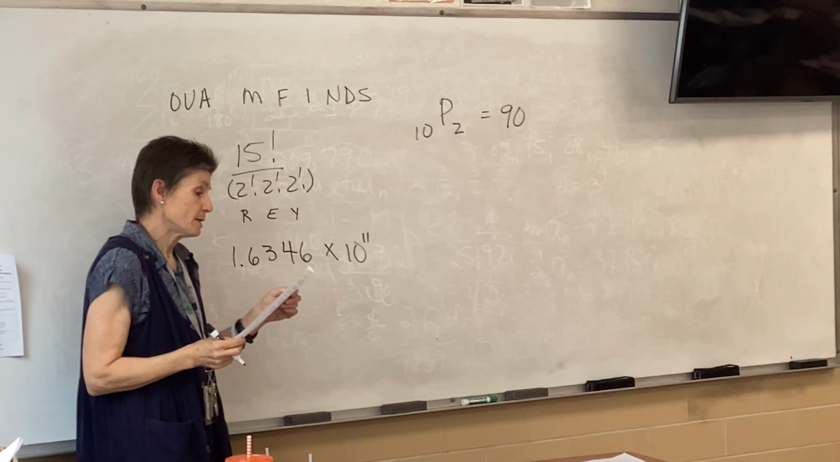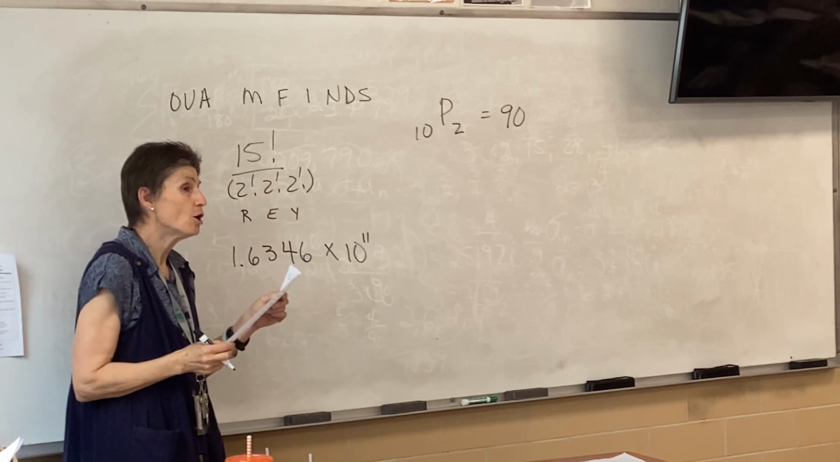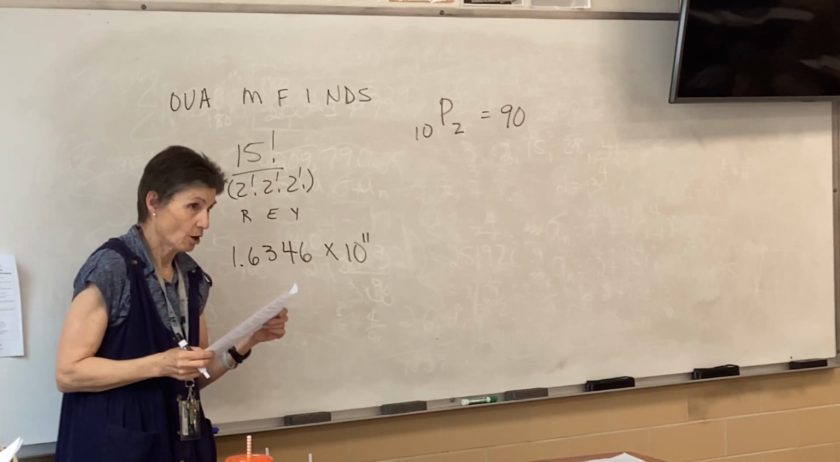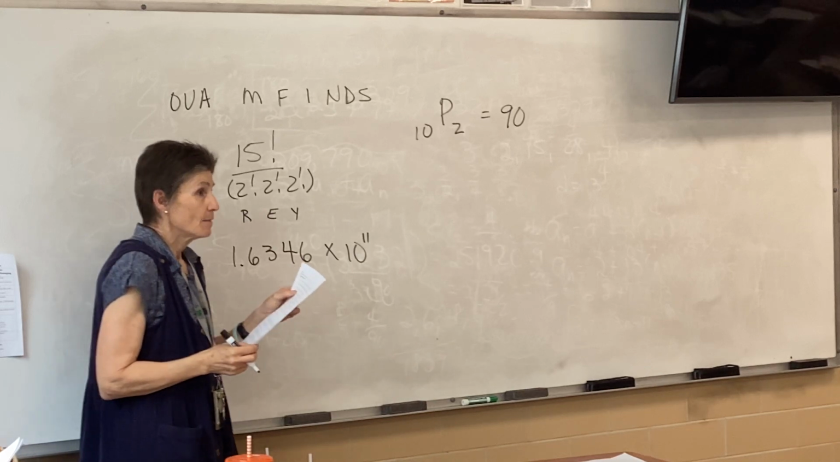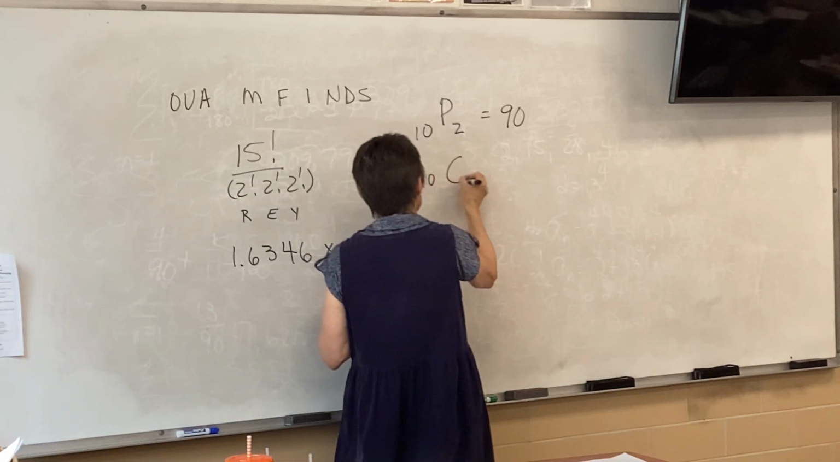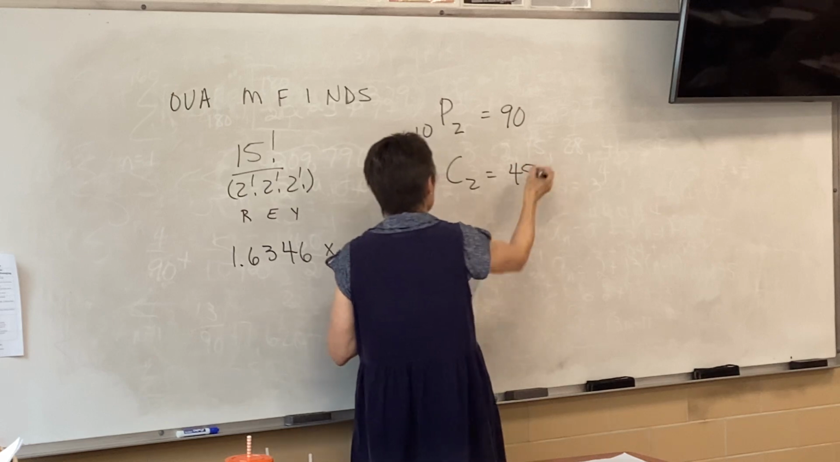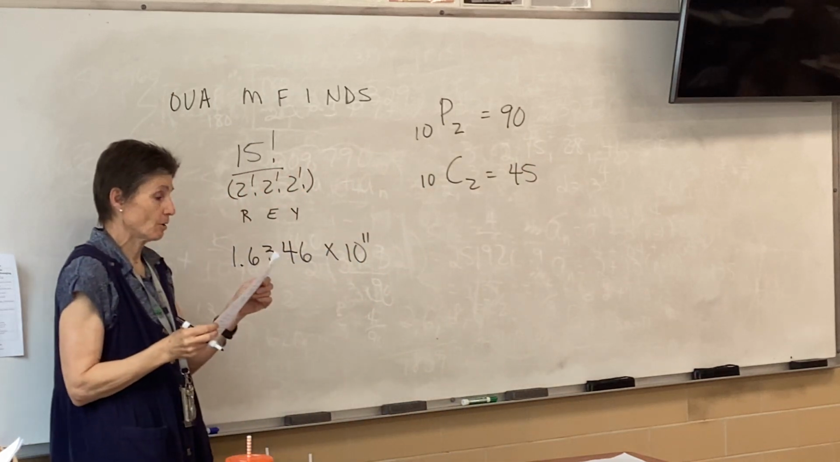Now look at number 3. 2 co-captains are being chosen. That's gonna be a C. And that I think is 45. You type that in on your calculator.